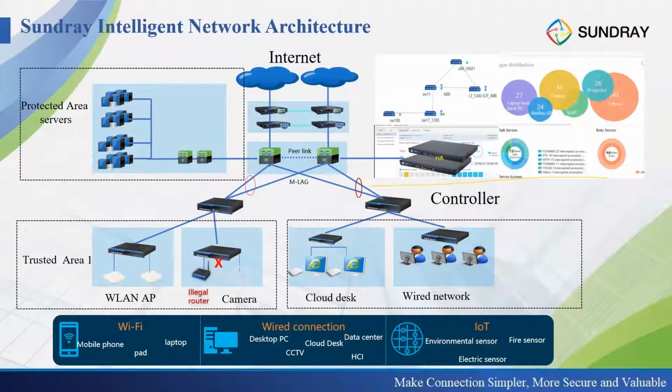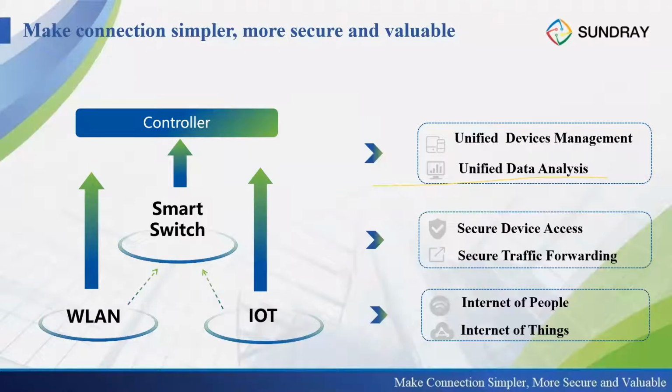So this is our architecture. We have this controller, and we see the topology from network, device centers, and traffic centers. And then the controller just works as the brain of the network. All the data and control data are sent to the controller. So we have unified device management, data analysis, secure device access, and traffic forwarding, and be ready for the internet of people and internet of things.